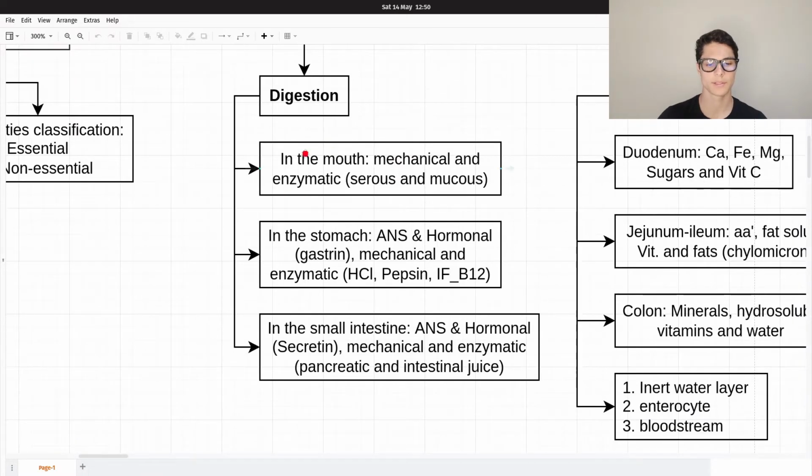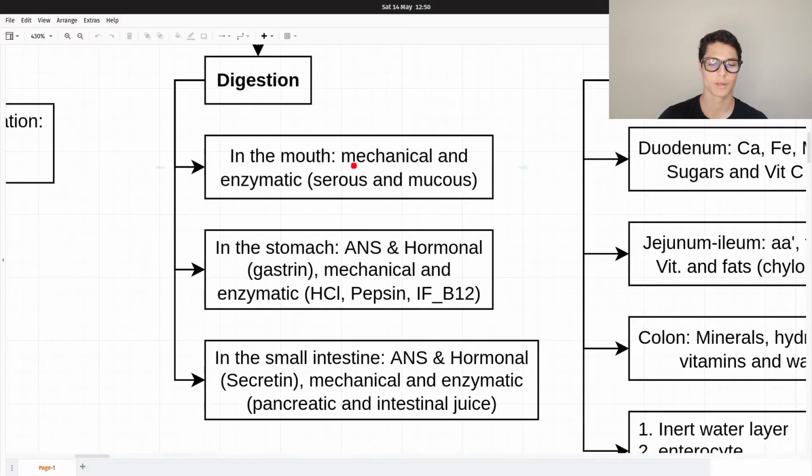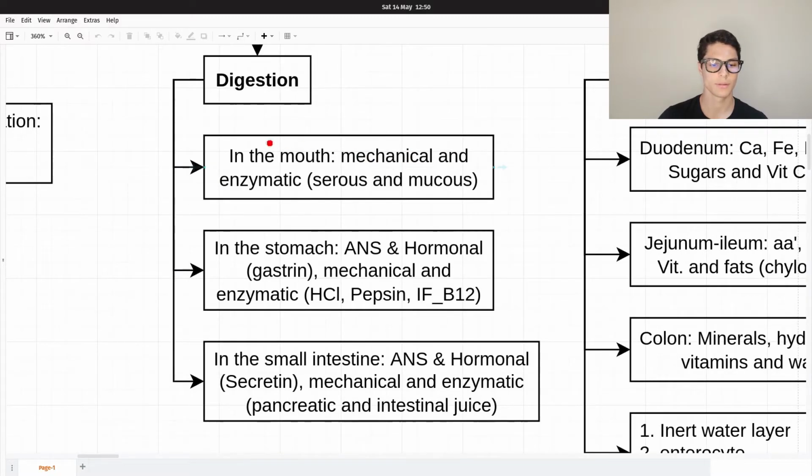Digestion, well, we have digestion in many areas of our gastrointestinal tract. In the mouth, it starts with mechanical and enzymatic, serous and mucus. The mechanical is chewing. When we chew, we are breaking down foods, and that's one part of digestion. And enzymatic, because we have the amylase that is going to break down the carbohydrates, the starches, and create dextrose and glucose.